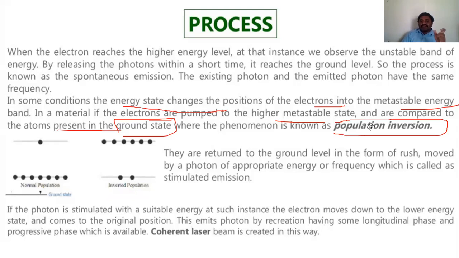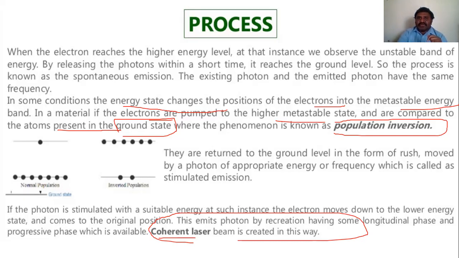When I say the lower energy state comes to the original position, that is stable energy. So the stable band comes into order. The emitted photons come with a longitudinal phase, as I just said. So a proportion of phase is available and a laser beam is created in this way. Then the light emission is carried out, and it falls through the lens onto the workpiece. This is how the concept takes place.